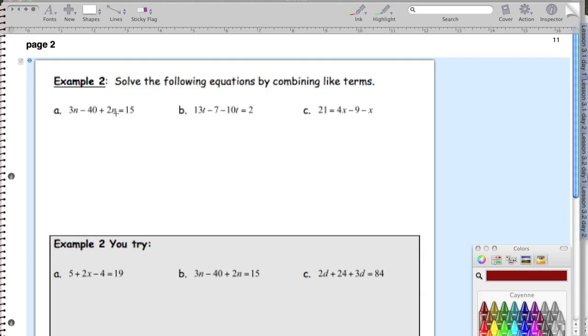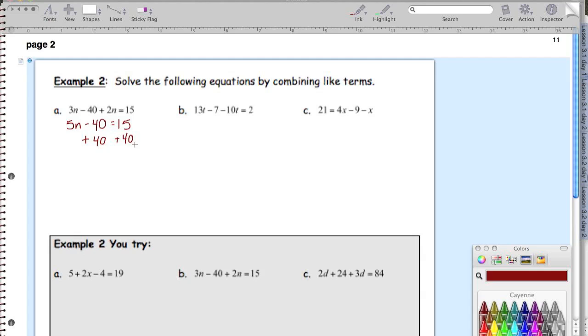I look at my left side. Is there any simplification that can be done? Well, if I want, I can make that plus a negative, but the first step is to look for distributing, which I don't have. Then the second step is combining like terms, which I can do. 3n plus 2n is 5n. So 5n minus 40 equals 15. I'm ready to solve because we've broken it down into a two-step problem.